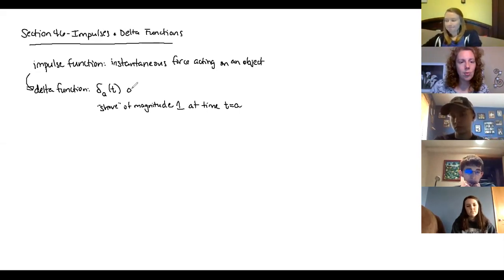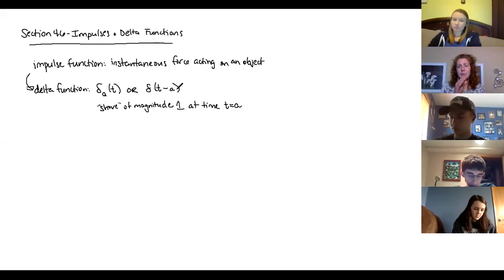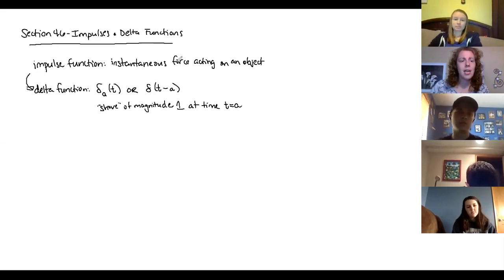Sometimes we also do, and you should be familiar with this with the unit step function, delta of t minus a. So sometimes we use delta sub a of t, and sometimes we use delta of t minus a. Both of those mean the exact same thing.